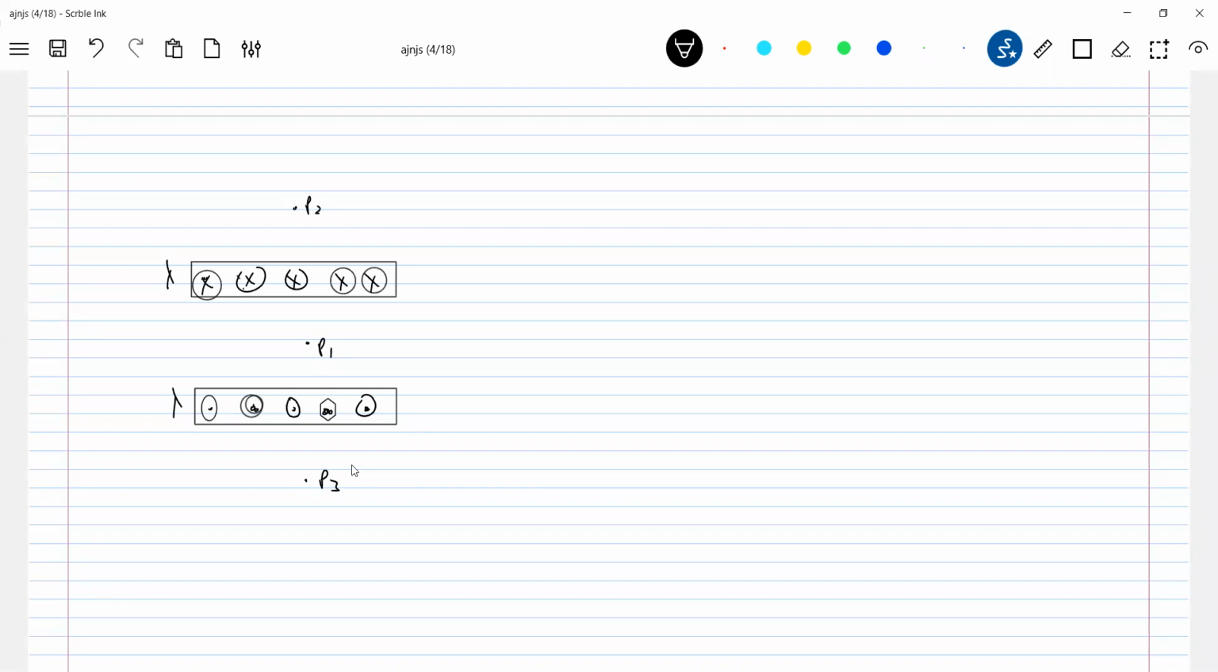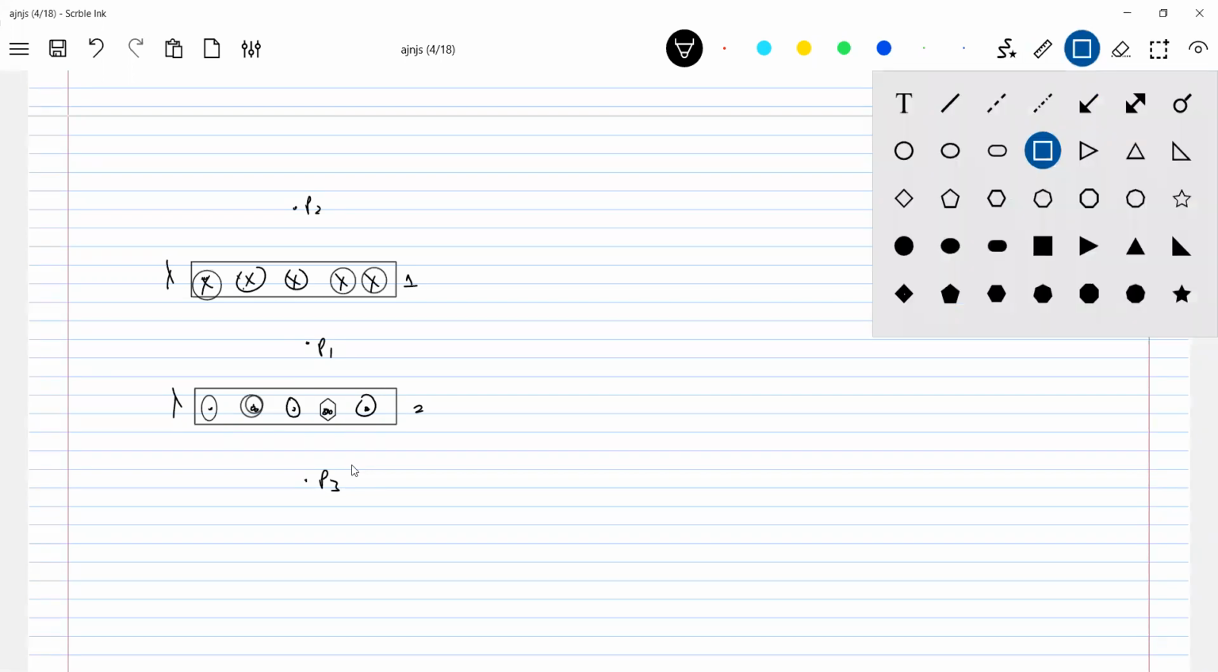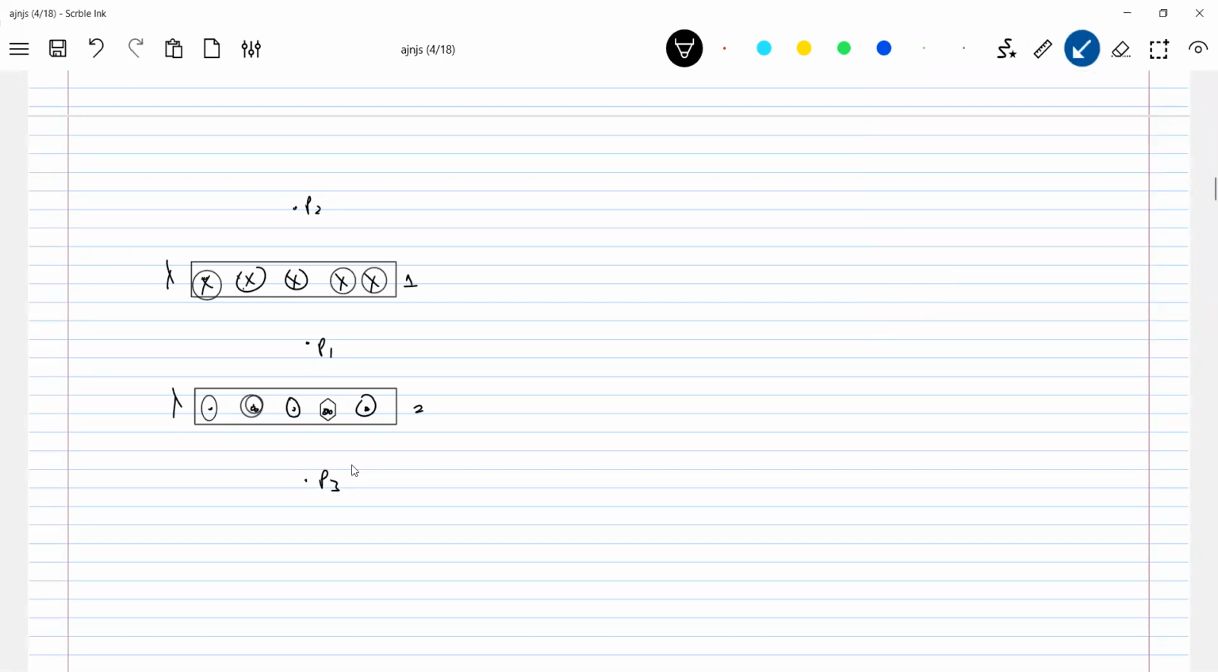So this is sheet 1, sheet A and sheet B. You can call this sheet 1 and sheet 2. What is the field due to sheet 1? How will it be? I'll show it by colors. Due to 1, it should be like this. Only one arrow I'll show, it'll be easy for you.